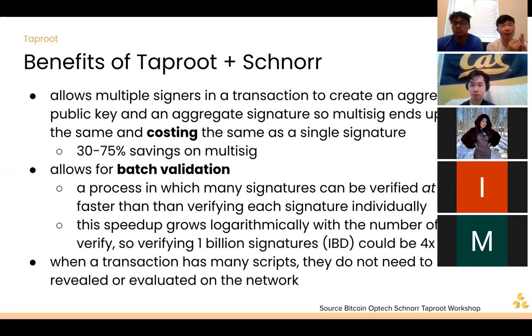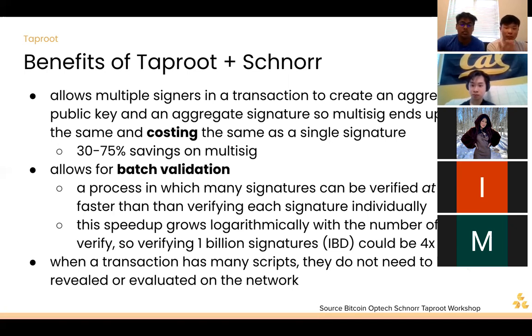And also, if any attacker is trying to map out the network and see which multi-sig wallets are going where and which addresses are linked to other addresses, they wouldn't be able to do so after Taproot because multi-sig transactions look the same as a single signature or a single transaction.